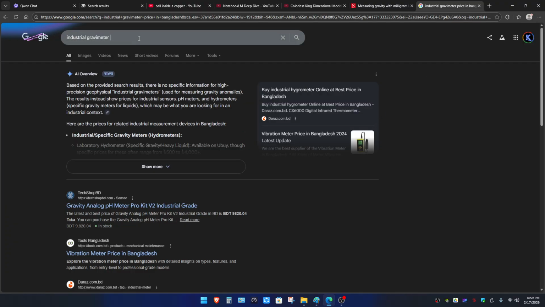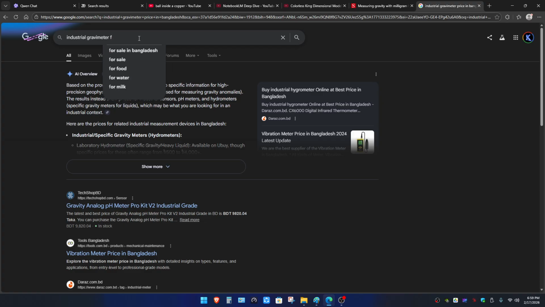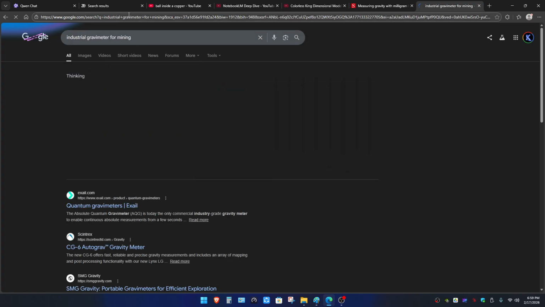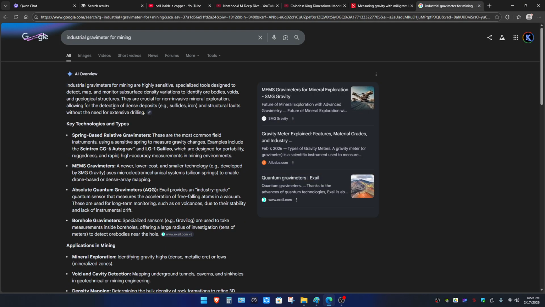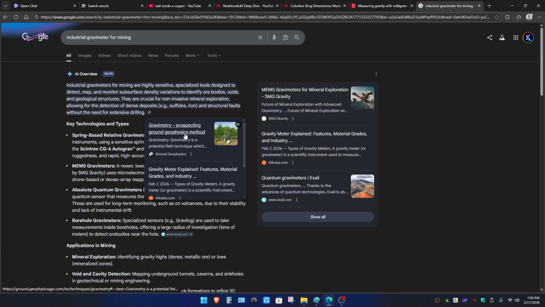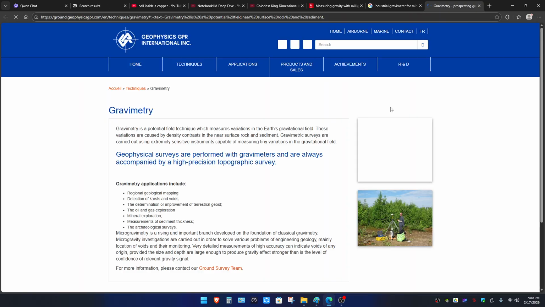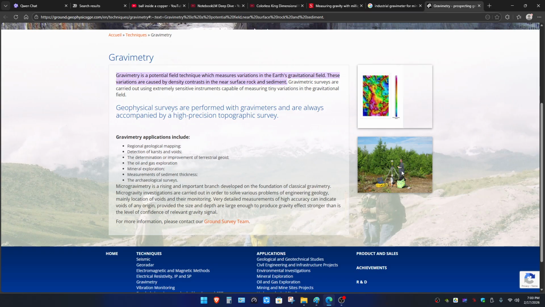Industrial gravimeters for mining are highly sensitive specialized tools designed to detect, map, and monitor subsurface density variation to identify ore. Okay, so it is basically saying that this machine is used to determine what type of mineral is hidden below the earth, so that the mining company can go there and mine, and it happens a lot.